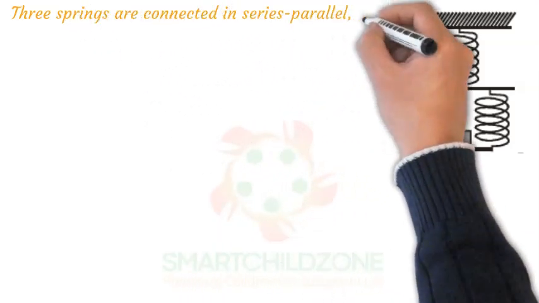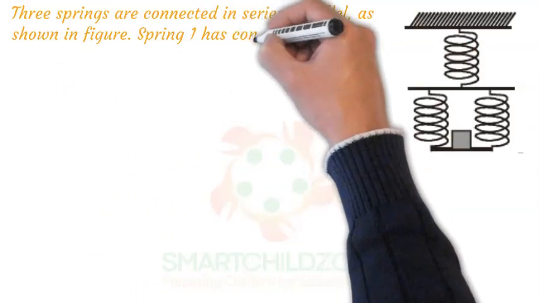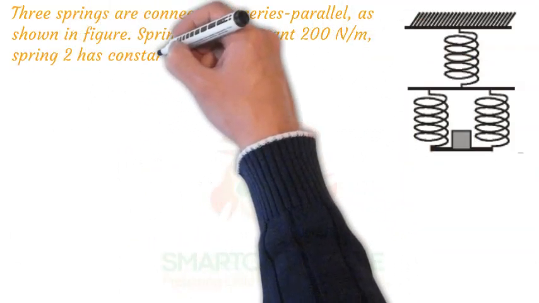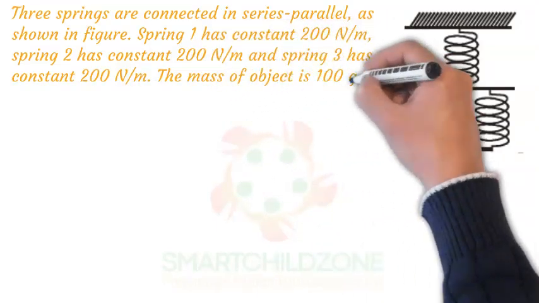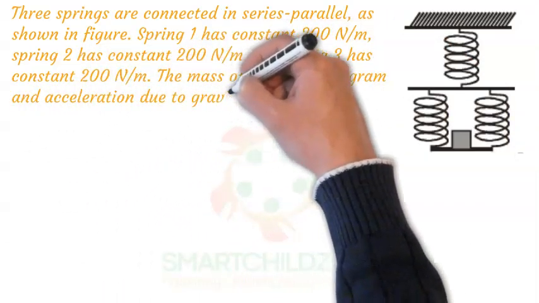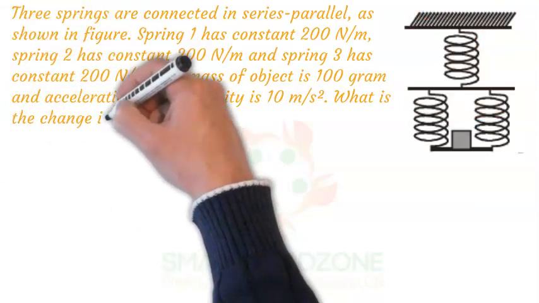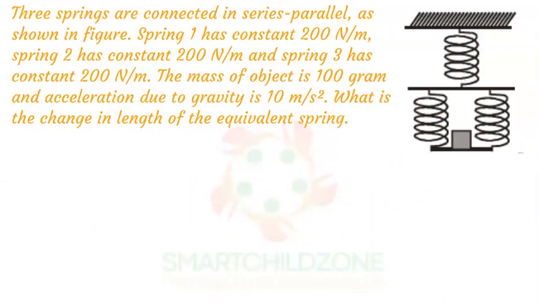Three springs are connected in series parallel, as shown in the figure. Spring 1, Spring 2, and Spring 3 all have a constant of 200 Newton per meter. The mass of the object is 100 gram and acceleration due to gravity is 10 meter per second squared. What is the change in length of the equivalent spring?